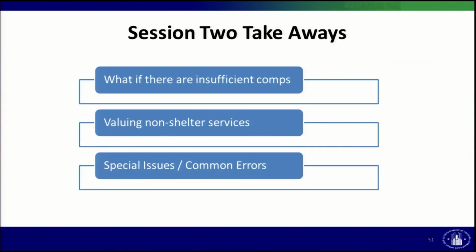When we began this session, I indicated there were 3 takeaways. I hope, 1, you now have a better understanding of the procedures to follow if there are insufficient comps in your research. 2, I hope you see the difference between valuing services that are paid for separately by the tenant and those included in the tenant's rents. Last, I hope you're better aware of some of the special issues or problems, items that we hope appraisers will pay special attention to when preparing rent comparability studies in the future.